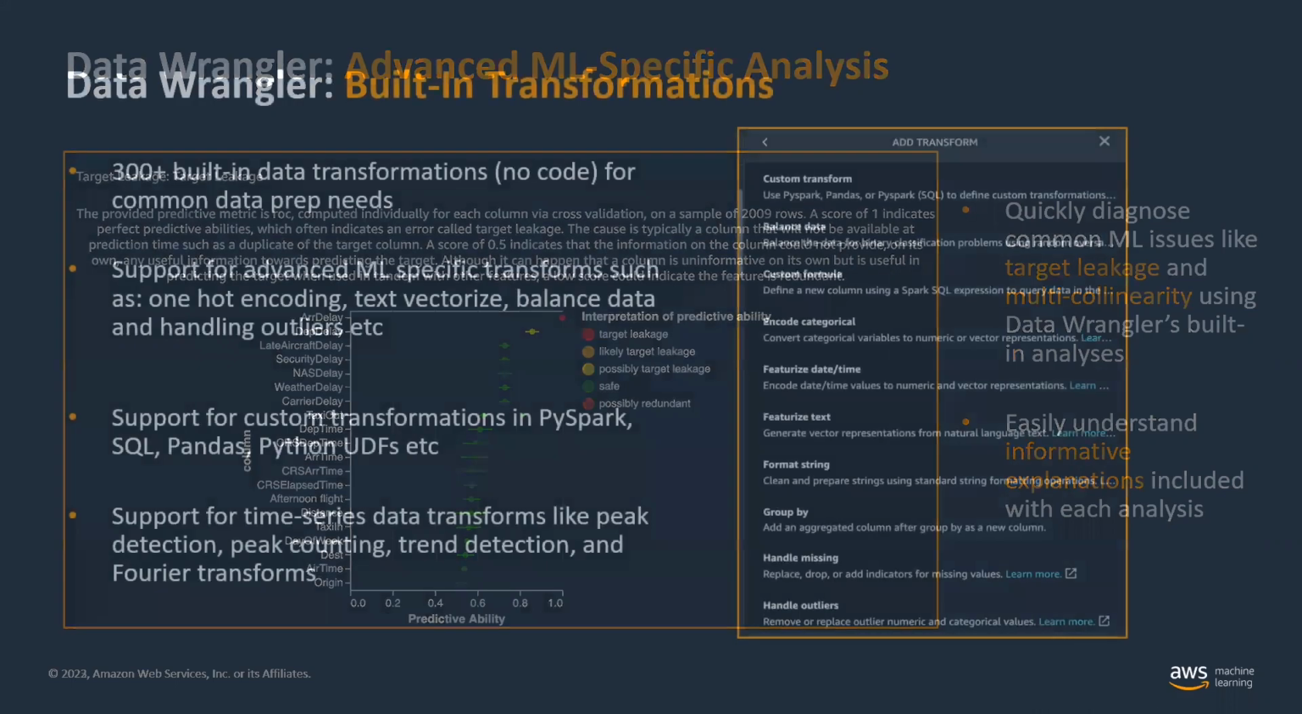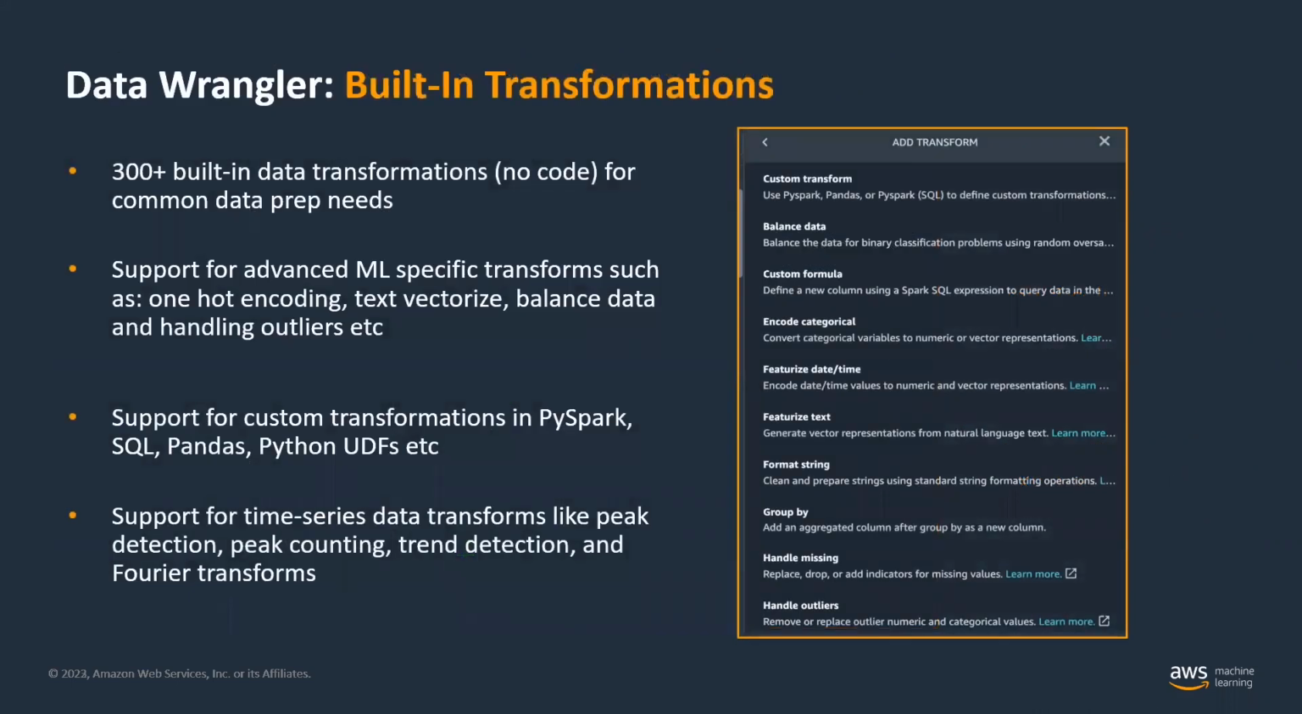Now, Data Wrangler has over 300 built-in data transformations to do that exact thing. So if you want to drop a column, you don't need to understand how to write it in Python. You just click the transform, select the column you want to drop, and it's going to drop it. All the other types of things that you want to do, you can, again, do with no code: feature engineering, one-hot encoding for categorical values, that sort of thing.